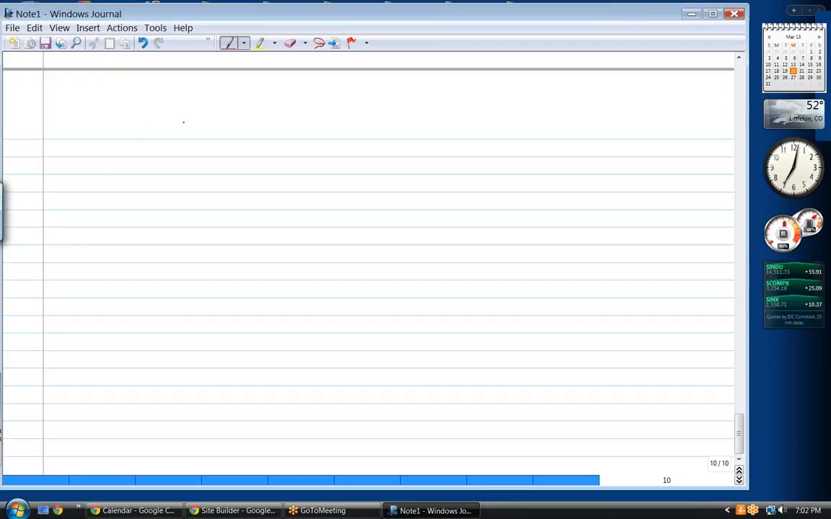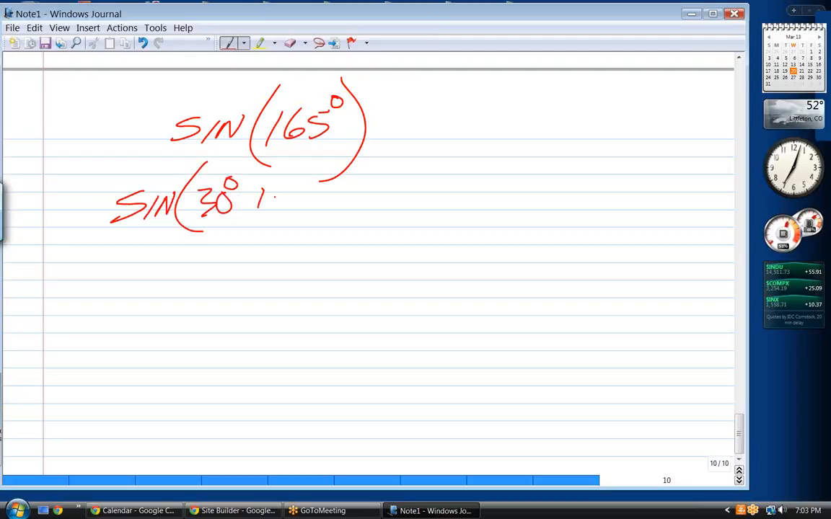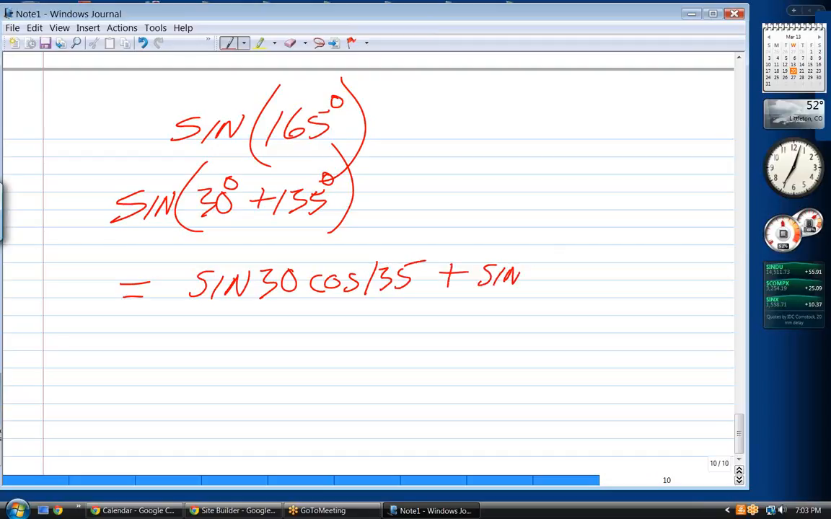How about if I told you to find me the sine of 165 degrees? Then I could do 30 plus 135. So we're going to make it the sine of 30 plus 135. That's going to be equal to what? Sine of 30, cosine of 135, plus sine of 135 cosine 30.